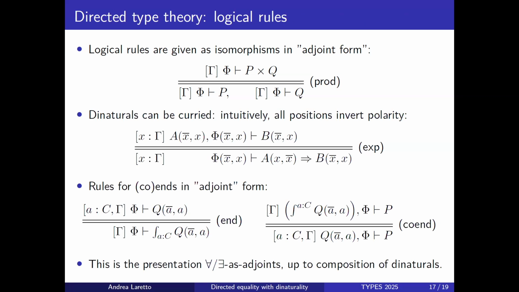Then you have these rules for ends, which basically say that a wedge is the same thing as an arrow into an end. And these rules for coends. And these are all, again, in adjoint form. This is because it's a restriction, because you cannot do every composition with every entailment. But these are validated in the model, which is interesting. And if you think about it, these kind of rules are exactly the presentation of for all and exists as adjoints to weakening functors. Up to the fact that these are not really adjunctions because you don't have dinaturality. The dinaturals compose as entailments.